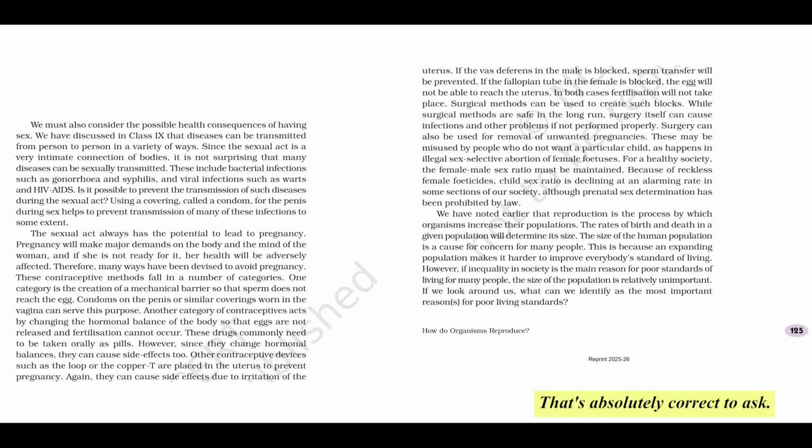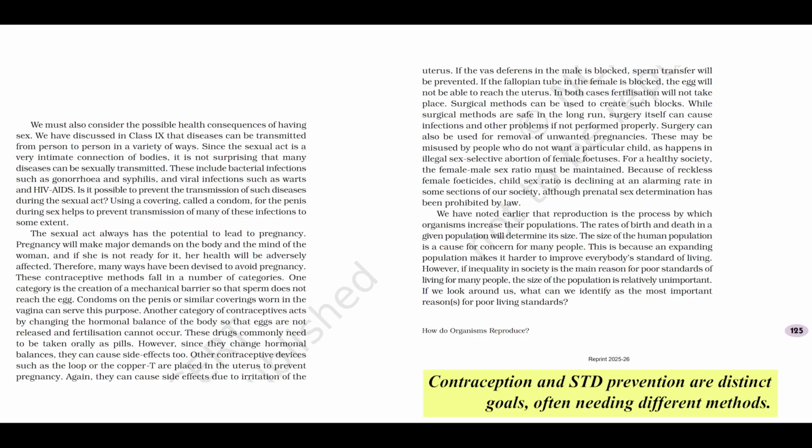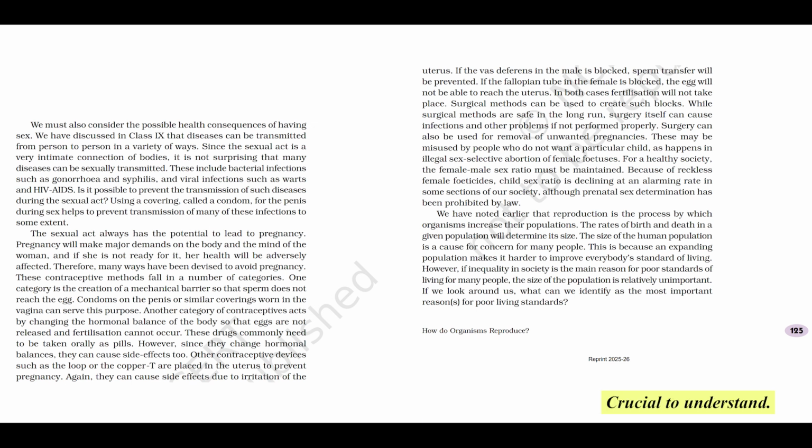That's absolutely correct to ask, and a critical distinction. A Copper T, like other IUDs and hormonal methods, is designed only to prevent pregnancy. It works by stopping fertilization or implantation. It provides absolutely no protection against STDs. For STD protection, barrier methods like condoms are necessary as they physically block fluid exchange. Contraception and STD prevention are distinct goals, often needing different methods. Crucial to understand. Okay, Copper T is only for pregnancy prevention, not STD protection.